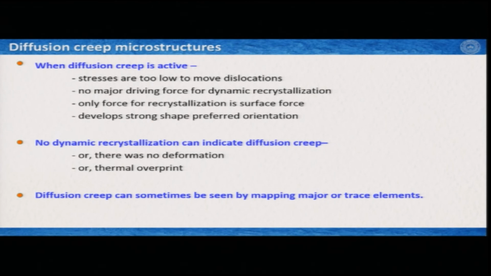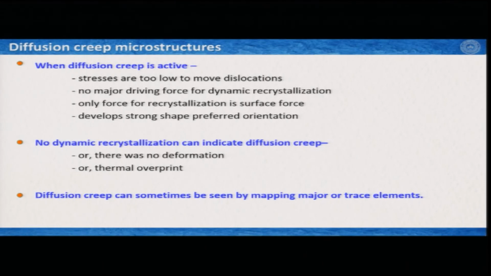The microstructures of diffusion creep are not so easy to identify under optical microscopes. When diffusion creep is active, stresses are too low to move the dislocations. This is why it happens. There is no major driving force for dynamic crystallization, so you do not achieve grain boundary migration and so on. Therefore you have diffusion creep.